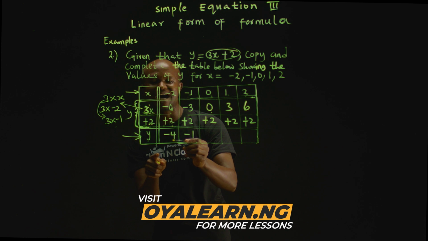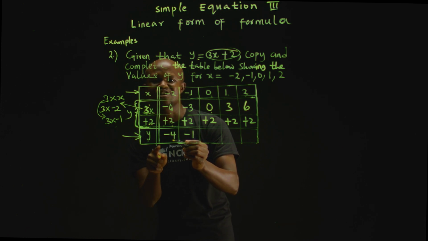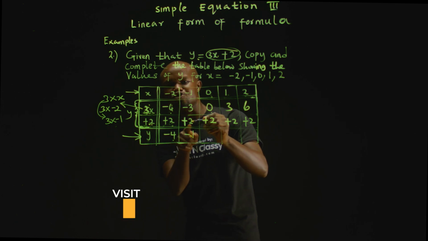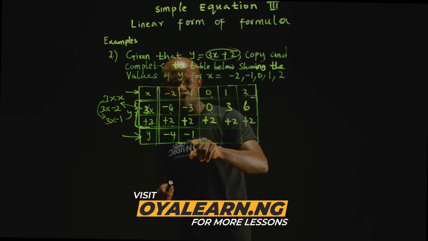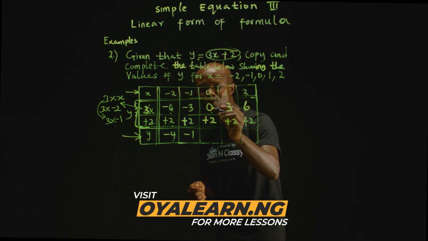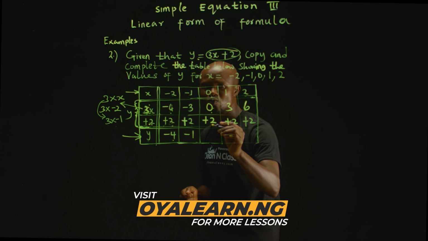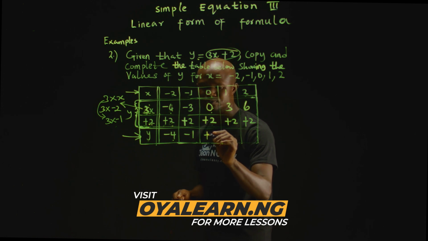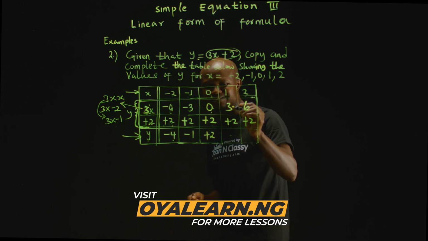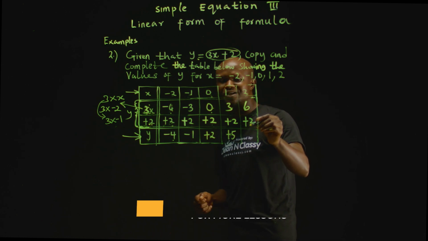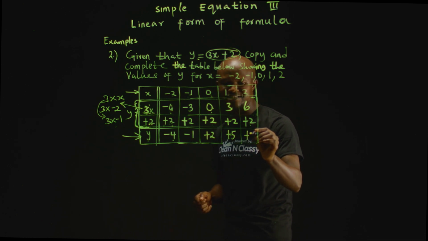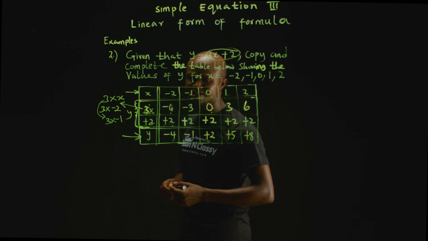-6 plus 2, what do we have? It's the same thing as 2 minus 6. That is -4. -3 plus 2 is the same thing as 2 minus 3. That's what? -1. Now we are going to add this. 0 plus 2, what will you have? That is plus 2. Then 3 plus 2, what will you have? Plus 5. 6 plus 2, what are we going to have? Plus 8. That is the solution to the problem.